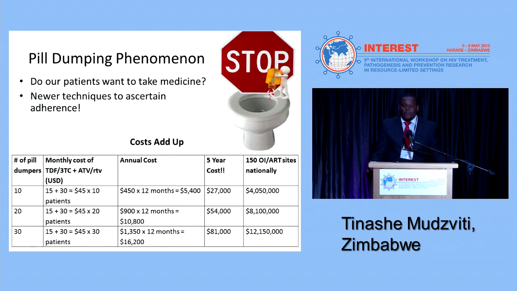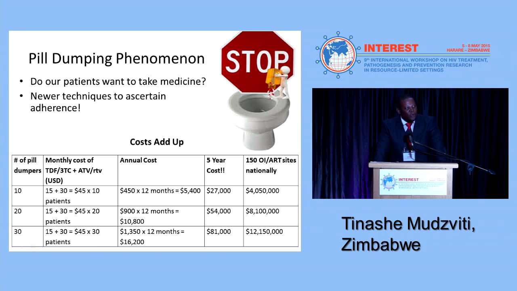So what is the message we're saying? We have a pill dumping phenomenon in our population. Our patients don't want to take medicine. They understand the crux of the pill count. They know I'm supposed to bring back 4 tablets to the clinic, so they're going to throw away 26 tablets just to make you happy. So as clinicians, we need to be a step ahead of our patients when assessing adherence. And there are newer techniques to ascertain adherence.